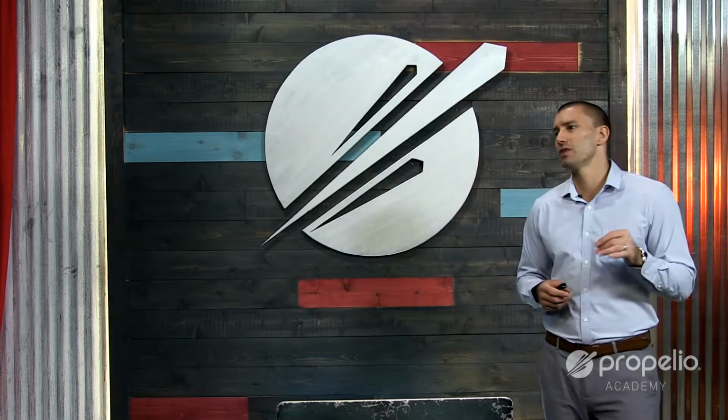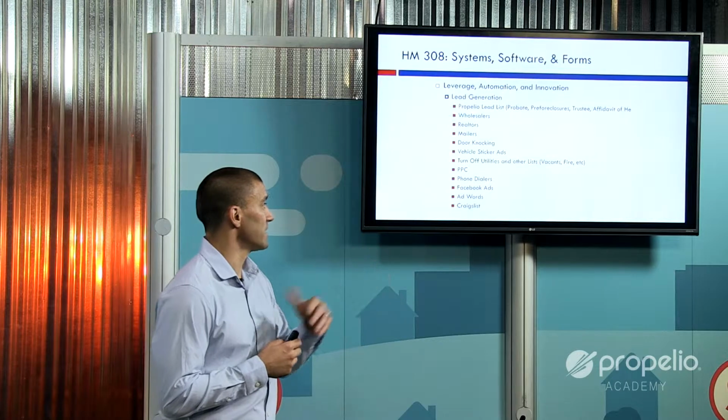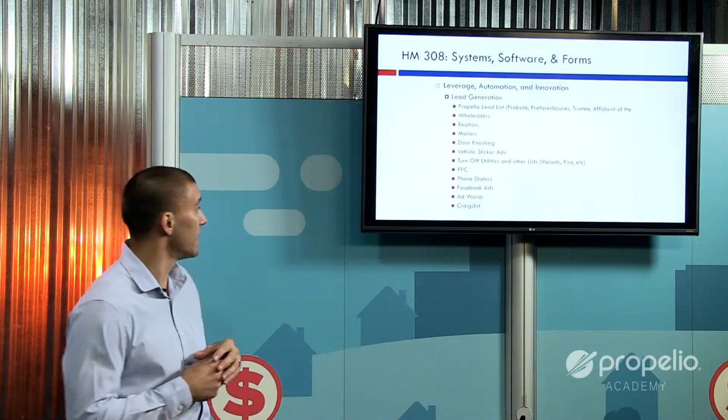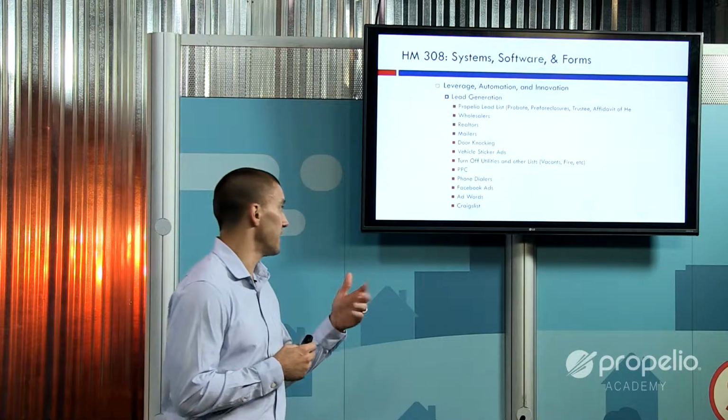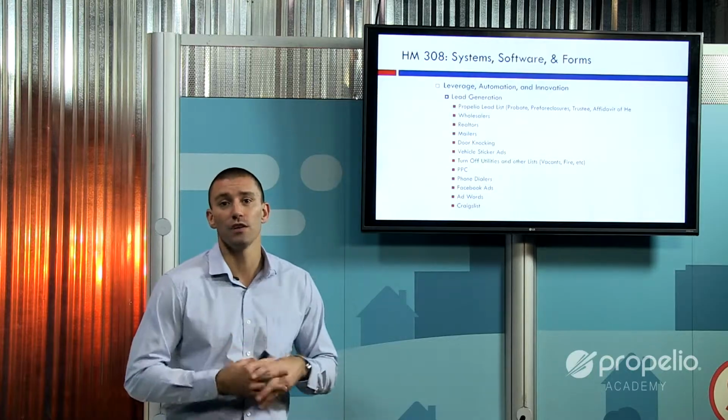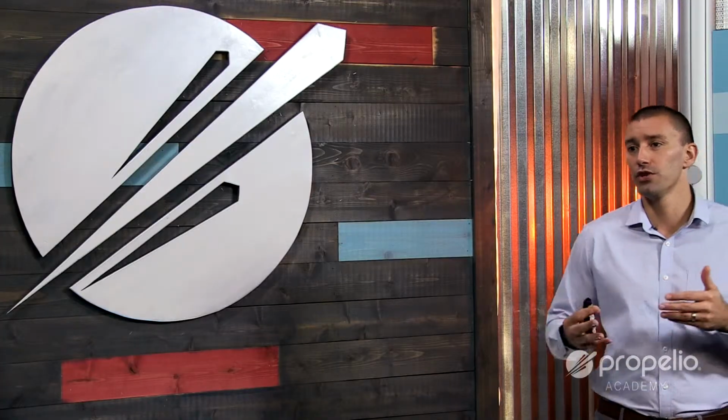Check out this awesome presentation that Daniel Moore put together on vehicle sticker ads. Go check that out. You've got lists, turned off utility lists. He's got a presentation for that too. Go look at that. There's other lists like vacant, fire. There's PPC campaigns that you can run. There's phone dialers. There's Facebook ads. There's a bunch of lead generation strategies that you can use. You just have to figure out what works best for you, your level of experience, and your budget.